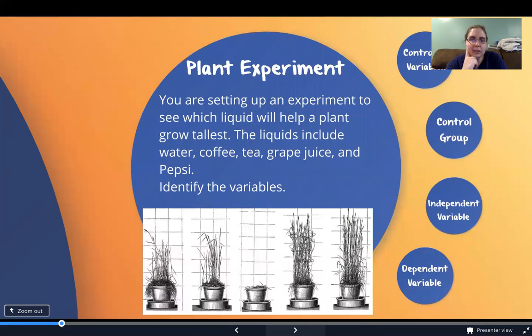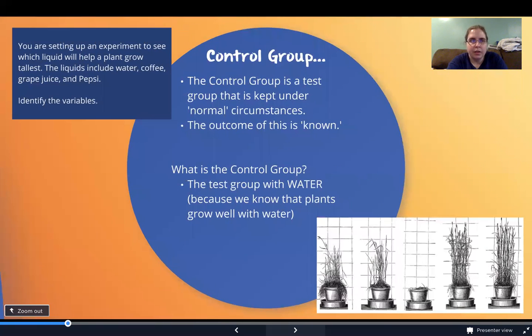Now the liquids include water, coffee, tea, grape juice, and Pepsi. Which one of those would be our control group? One of them is our control group. One of them is considered normal. Well, let's take a look. The control group is a test group that is kept under known circumstances. And what that means is we know what should happen.